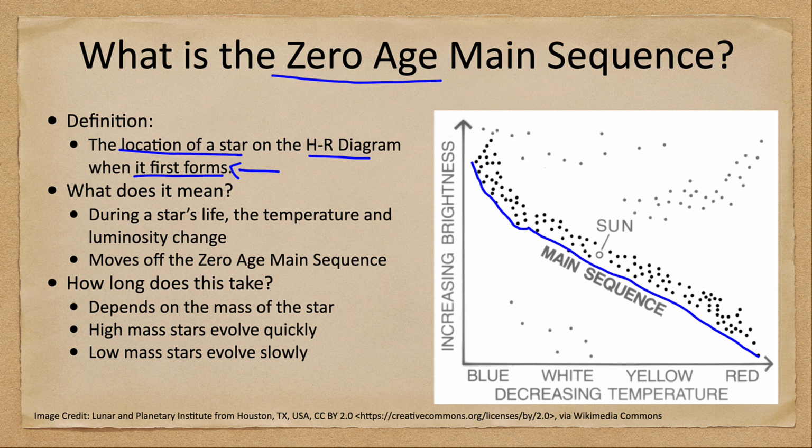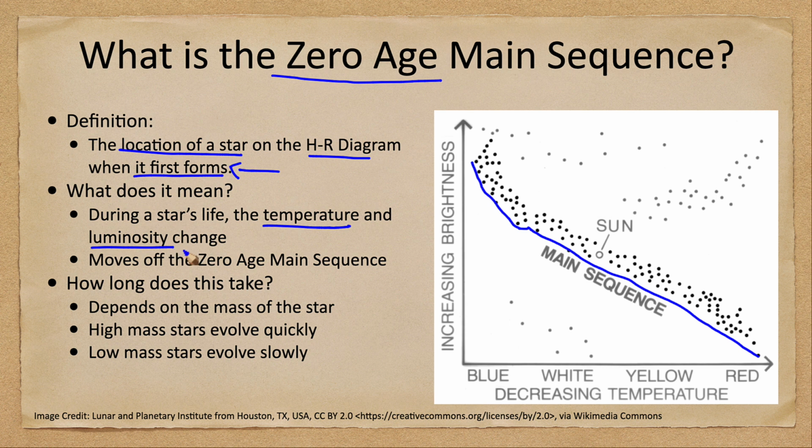So why does a star not remain there? Well, we have to look at what the HR diagram means. Remember, it's a plot of temperature and brightness. So it looks at those two things. Now, those are not constant over the life of a star. They actually can change. So during that star's life, the temperature and the luminosity do change. That's happening to our sun right now.